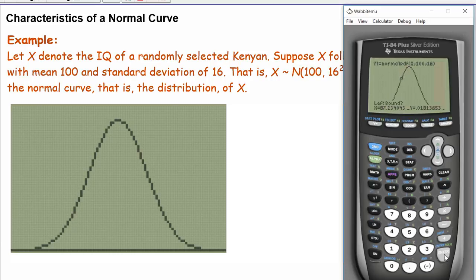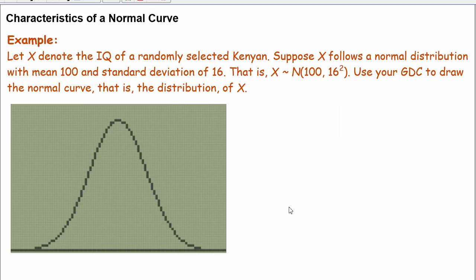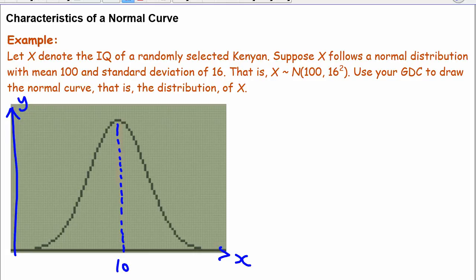So let's see, left bound, we have that. Right bound, we have that. And you can see that the x value at the maximum point is 100. So what you're saying here is, this is y, x. So the x value here is 100. All right? And that is the mean. So we can see that the height of the curve is maximized at x equals the mean.